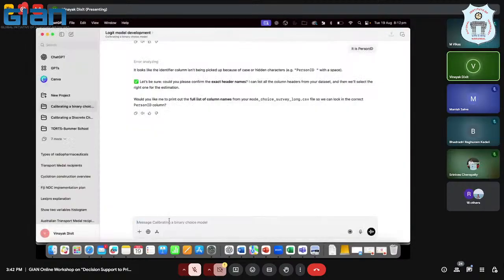So the way I would actually run this in ChatGPT is: create a nested model with the following: car right here, bus, train, and bike, walk. I don't know if this will work. I'm having issues anyway.